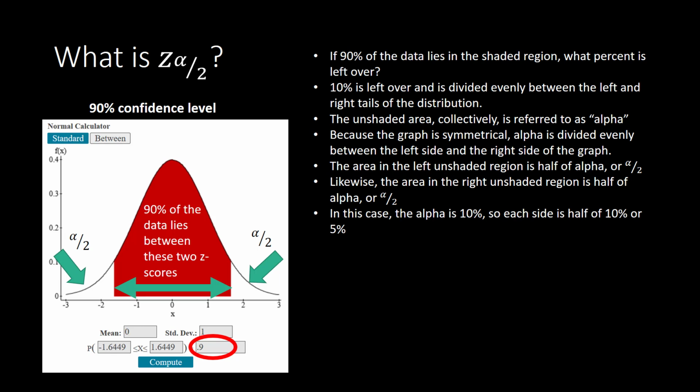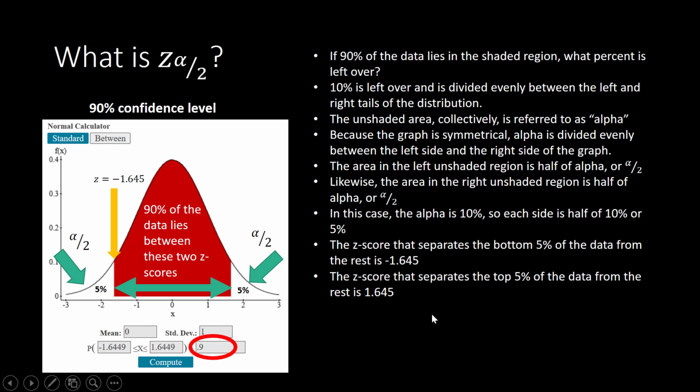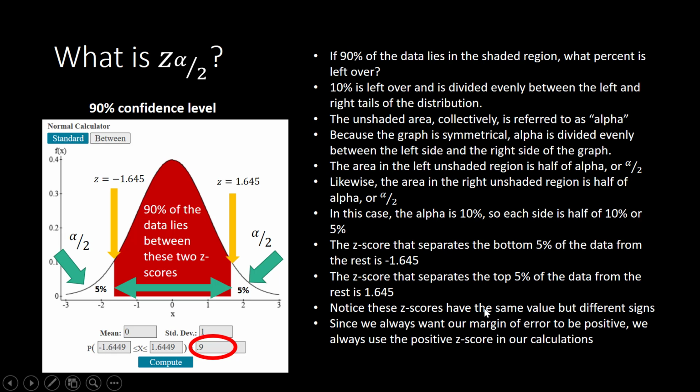In this case, our alpha is 10, and half of 10 is 5. So each of these two unshaded regions represents 5% of the total area under the curve. The z-score that separates the bottom 5% of the data from the rest is z equals negative 1.645. Notice that this is an approximation. Likewise, the z-score that separates the top 5% of the data from the rest is z equals positive 1.645. Again, we're having to round here. Notice that these z-scores have the exact same value, but different signs. Since we always want our margin of error to be positive when we calculate it, we have to use the positive z-score in our calculations. So for a 90% confidence level, our alpha is 0.10 and the z of alpha over 2 is 1.645.